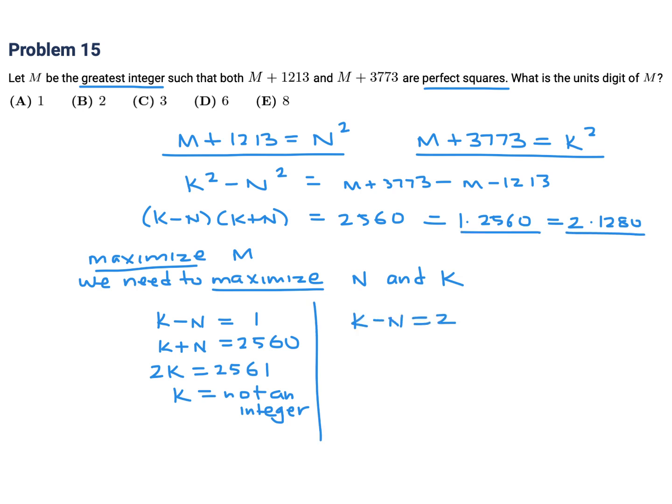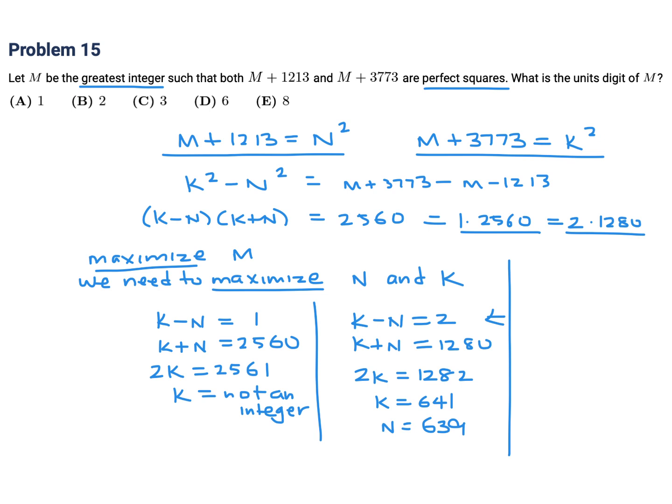k minus n is 2. k plus n is 1280. And then 2k would therefore be 1282, and then k would be 641. Correct? And substituting it back in, n looks to me like 639. Right? Okay. And then I can figure out m.